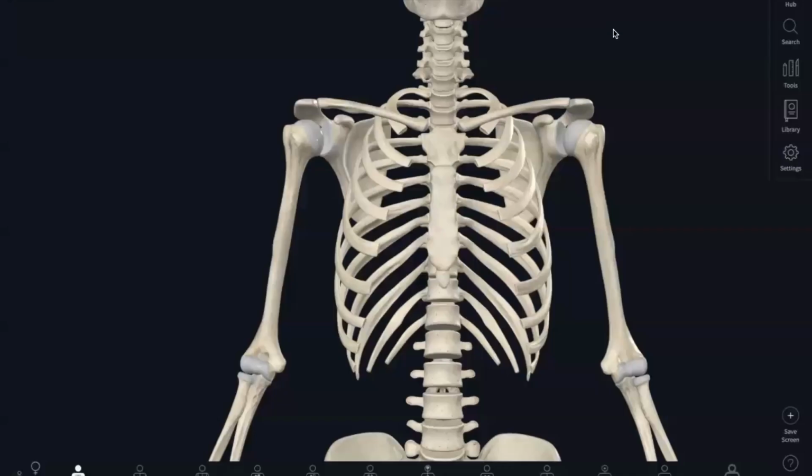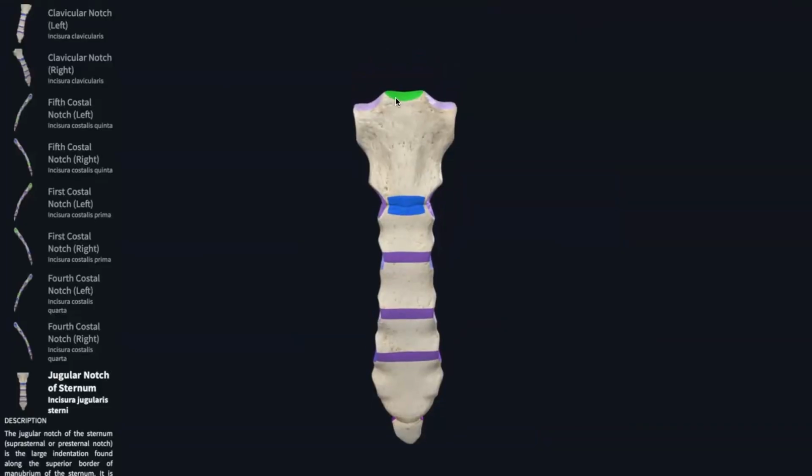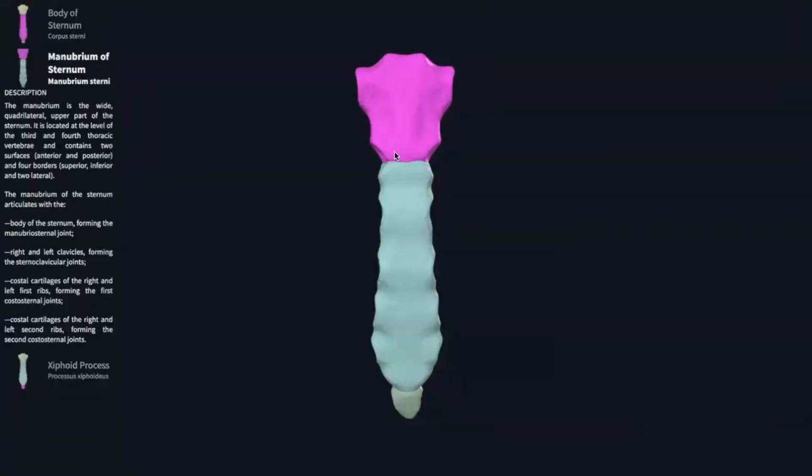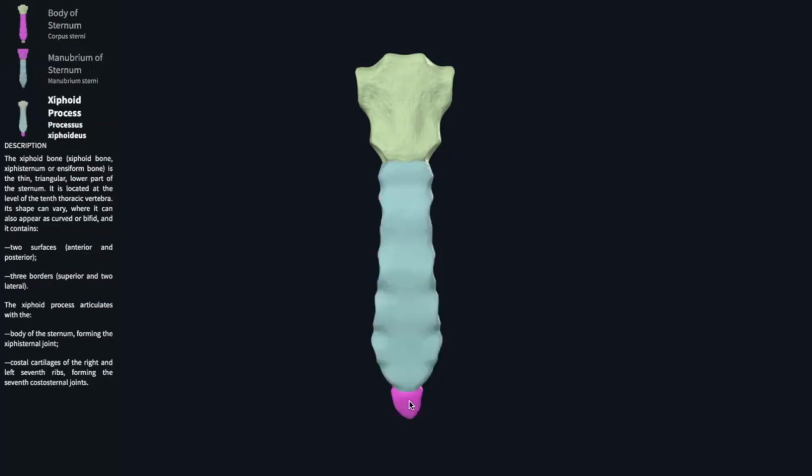Thoracic cage, which is made up of your sternum and your ribs. So for your sternum, you have your jugular notch. It's going to be this part highlighted in green. Then you have your manubrium highlighted in pink. Then you have the body of the sternum, which is this. And finally, your xiphoid process.